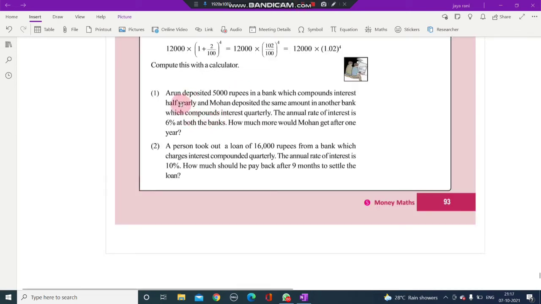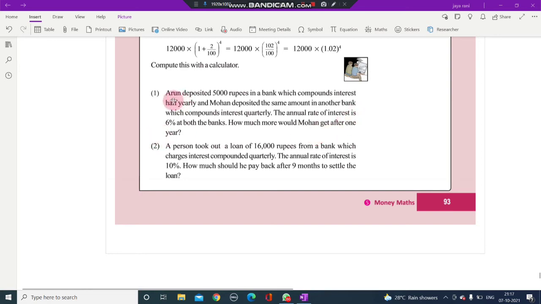So here we have a question. Arun deposited 5,000 rupees in a bank which compounds interest half yearly, and Mohan deposited the same amount in another bank which compounds interest quarterly. The annual rate of interest is 6% at both the banks. How much more would Mohan get after 1 year?